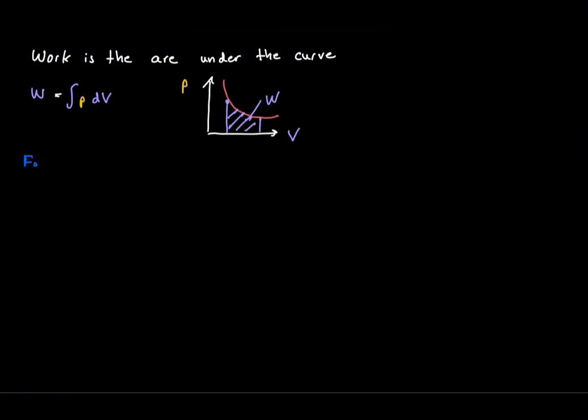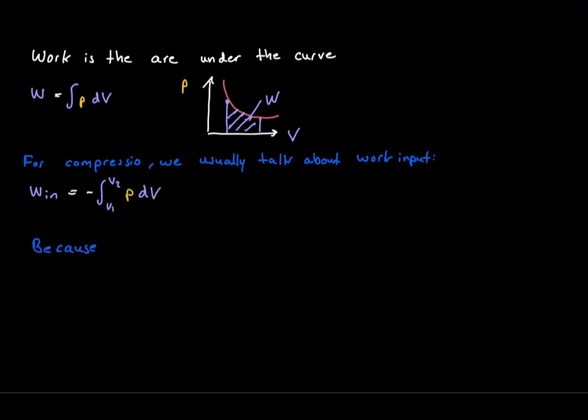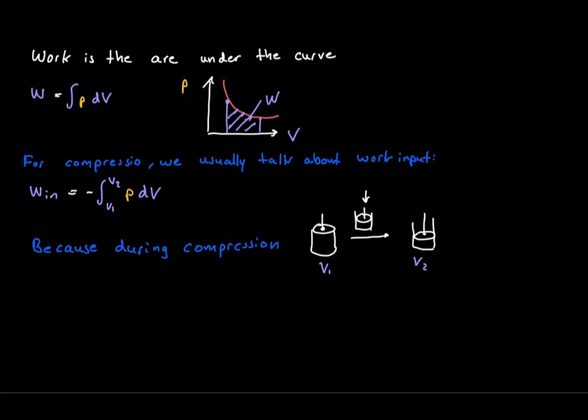Now let's connect this to the work equation. Boundary work is the integral of pressure with respect to volume. For compression, the volume decreases. So when we talk about positive work input, we use minus the integral from initial volume to final volume.